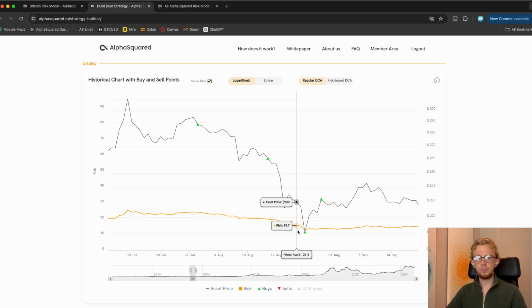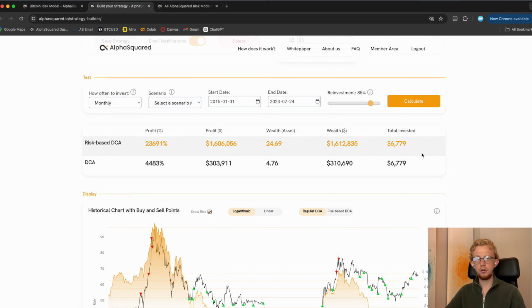The reason for this approach is that risk might not stay at extreme levels for long, so you want to seize the opportunity. As a side note, in the current version of the strategy builder, the amounts invested for both DCA and risk-based DCA will always be the same. This means that whatever you invest in risk-based DCA will be evenly distributed across the DCA period, just like how traditional DCA works. The reason for this is to make it easier to compare the two methods.